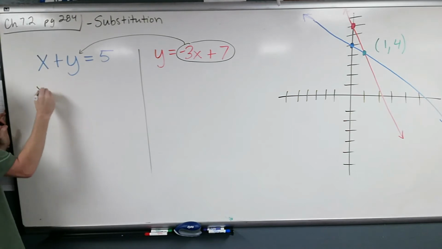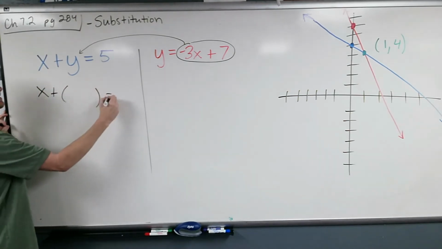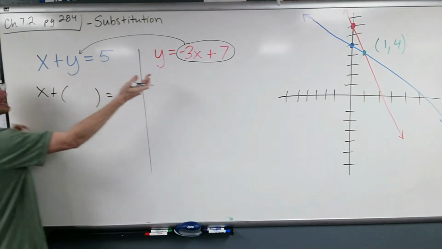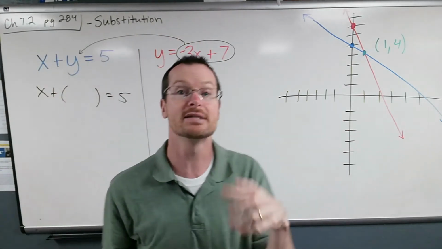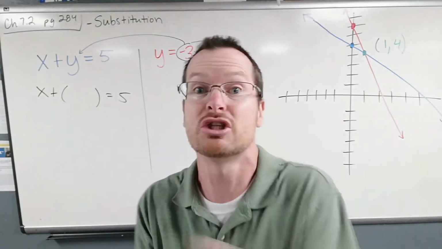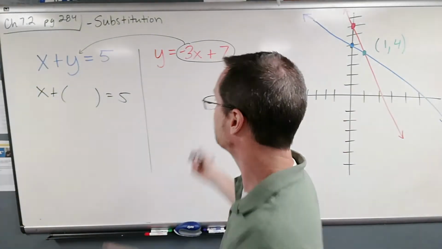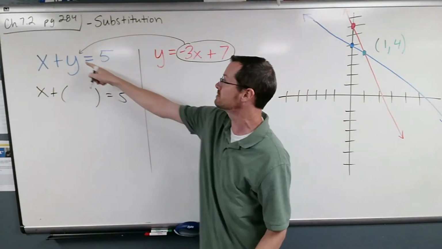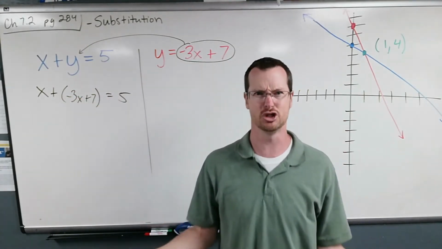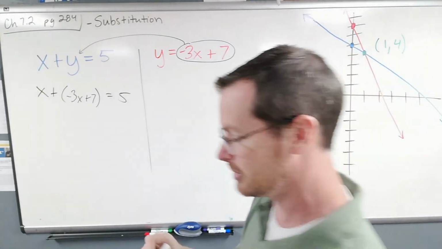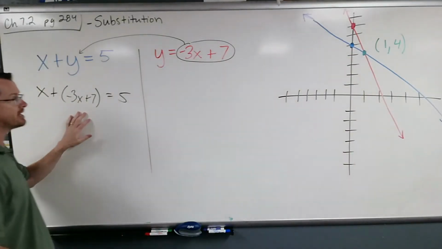Watch. I could write this as x plus, and instead of y equals 5, I can just replace it. I can substitute this in. If we know that y is equal to negative 3x plus 7, why don't I just substitute it into the next equation? Make this y value negative 3x plus 7. Can you do that? Yes, you can. That's what's so great about this. So let's go ahead and solve this.